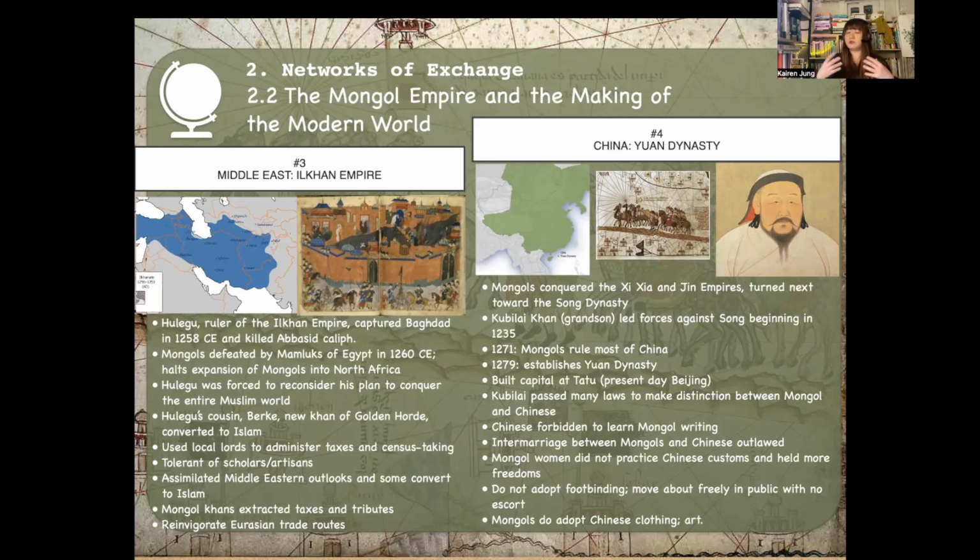Chinese were forbidden to learn Mongol writing. Intermarriage between Mongols and Chinese was outlawed, and Mongol women were not practicing Chinese customs. They had a lot more freedom. Mongol women had always been much more free and equal compared to their counterparts at this time period. They don't adopt foot binding, and women can move about freely in public, and they don't adopt anything other than Chinese clothing and art.